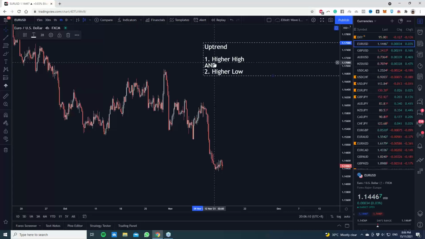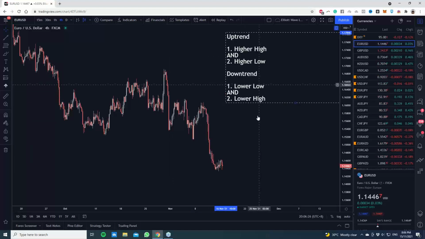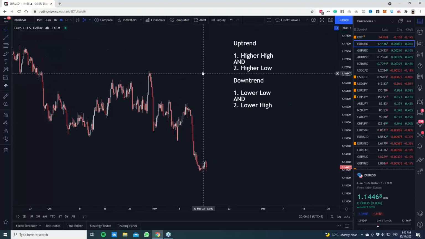That's not an uptrend. And of course, the opposite over here is we have a downtrend. The downtrend is then defined as a lower low and a lower high. So same thing, you need to have two of these to define a downtrend. So how do we identify highs and lows? We actually do that via what we call swings.